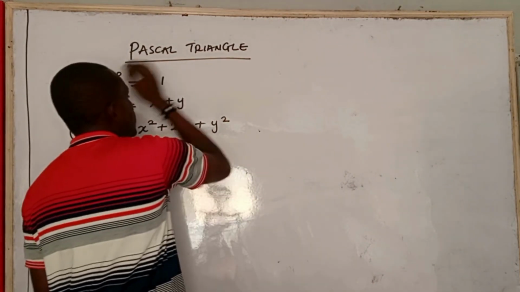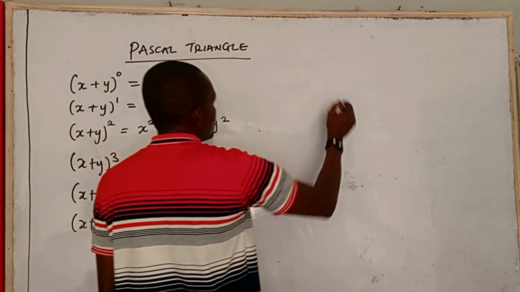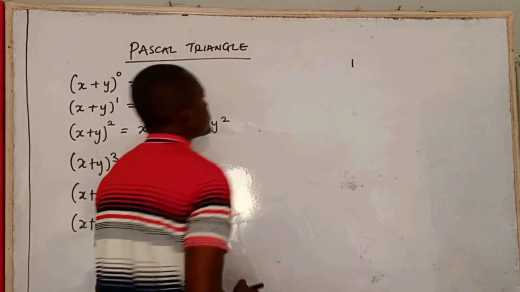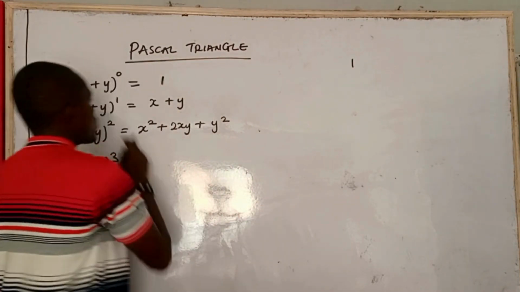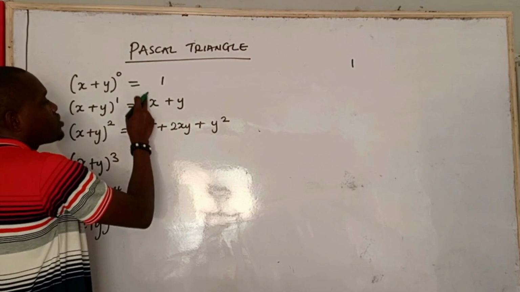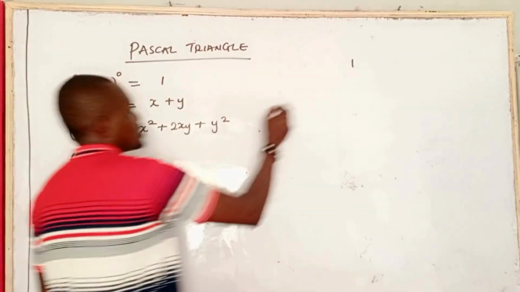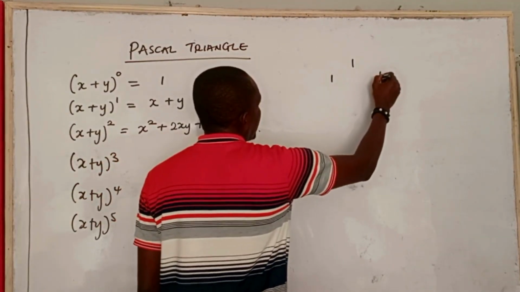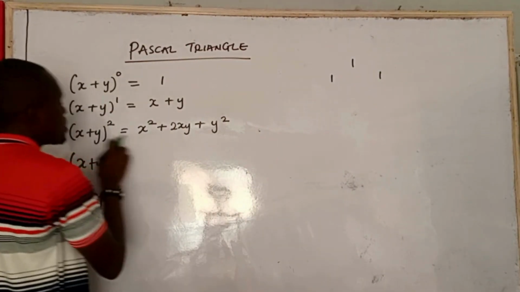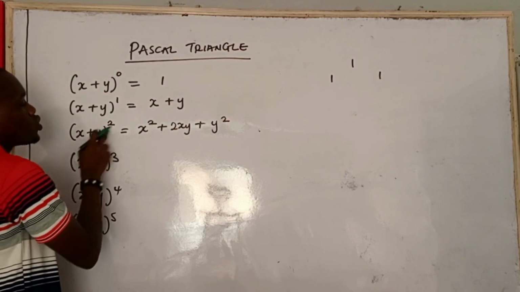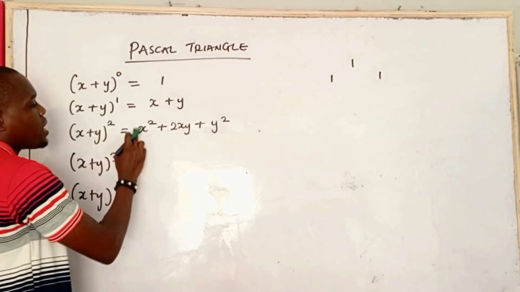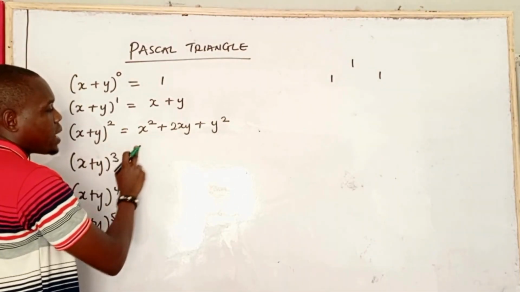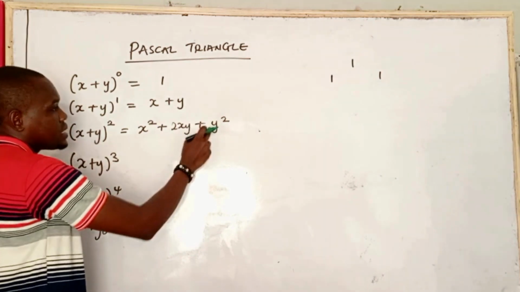Let's start. When the power is 0, we said we have 1. When the power is 1, what do we have? We have the coefficients 1 and 1. Then the next one, the power here is 2. We have the coefficient of x squared to be 1, xy to be 2, and y squared to be 1.